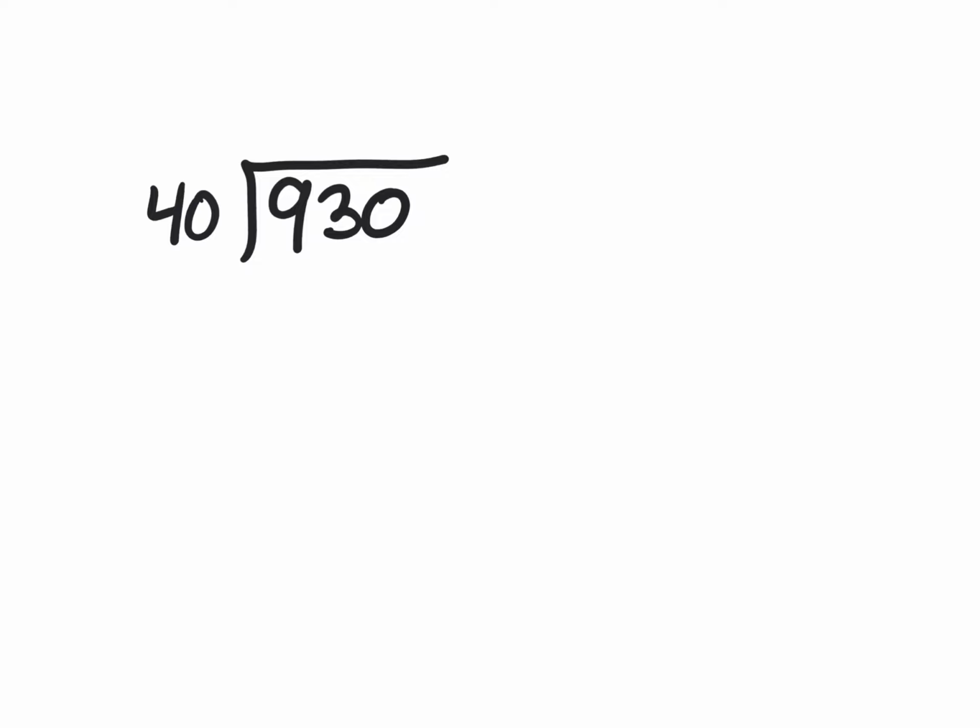All right, what happens if we have a remainder? What would that look like? So let's try this one. Everyone write down 930 divided by 40. And what can we multiply by? Well, I know 40 times 10 is going to get me 400. But I also know 40 times 20 is going to get me 800. So I can actually skip ahead here and just do times 20.